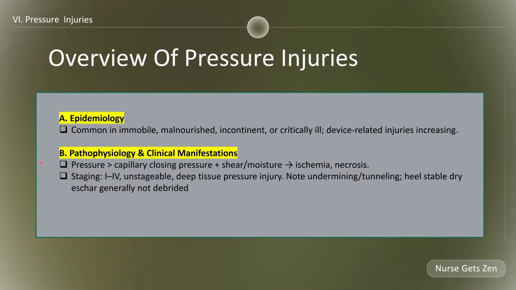We have them common in immobile, malnourished, incontinent, and critically ill patients, with device-related injuries increasing. The pathophysiology and clinical manifestation: we have the pressure, so it's capillary closing pressure, and staging 1 to 4, and then unstageable and deep tissue pressure injury.